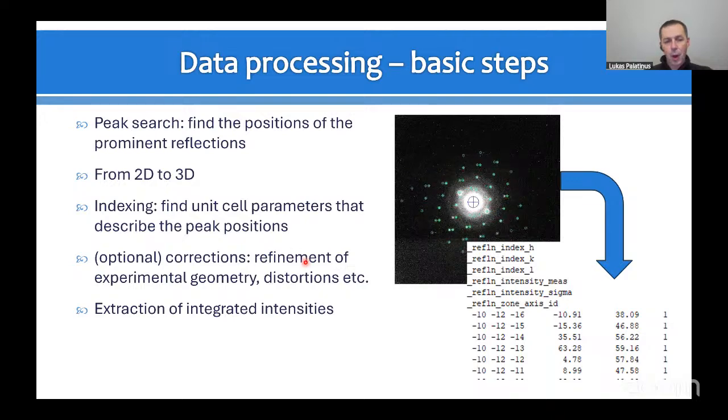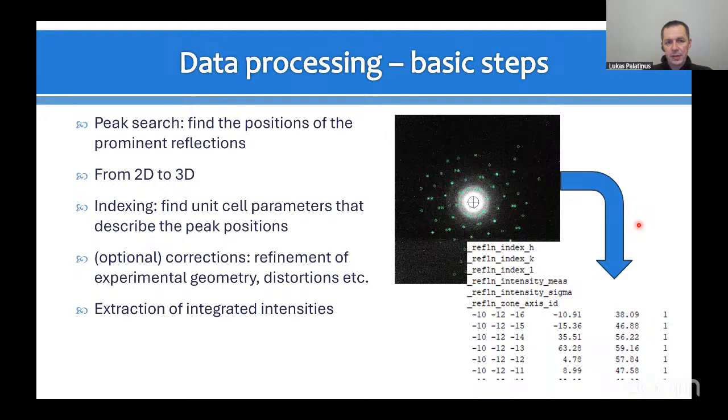And optionally, but it's quite an important thing to do, we may want to correct various experimental distortions, geometry issues, and so on. And then finally, once all the geometry is correctly in place, we can extract the diffracted intensities and obtain a list of reflection indices and their diffracted intensities and their standard uncertainties, which is the input to the next stage, the structure solution.